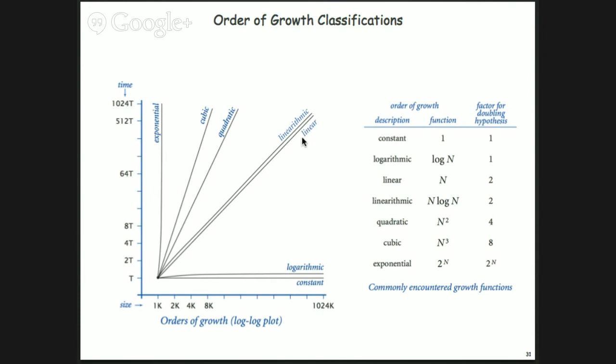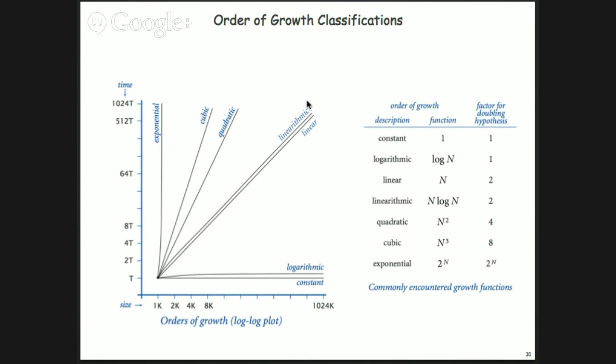Okay, next step is called linear, which is the tilde n. So if I give it 1,000 inputs, it'll take 1,000 time units. If I make that 1,000,000, it'll take 1,000,000 time units. If I give it 1,000,000,000, it'll take 1,000,000,000 time units. It's linear in the number of inputs. I'm still happy with that kind of algorithm because I can at least predict very well how long it'll take, and if the input is twice as large, it will take twice as long.